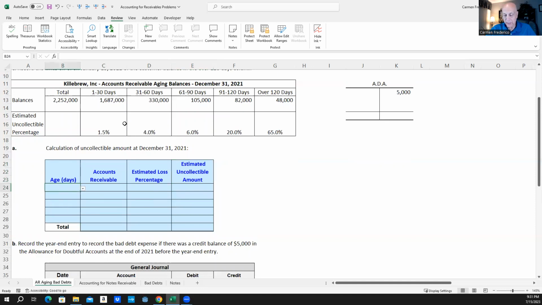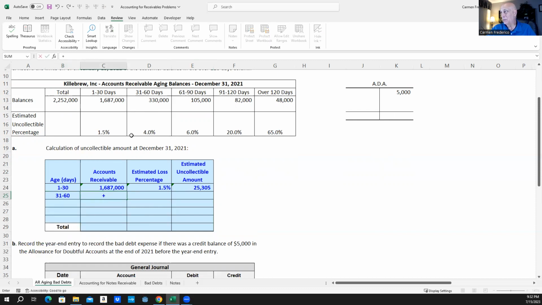Okay. So the first bucket, we have the 1 to 30 days. We see the accounts receivable balance is $1,687,000, and the estimated uncollectible percentage is 1.5%. So the estimated uncollectible would be the $1,687,000 times the 1.5%, or $25,305. So of this $1,687,000, we need to set aside $25,305 in the allowance account. But we're not done because that's just one bucket. Let's take a look at the others. Now we have 31 to 60 days right here.